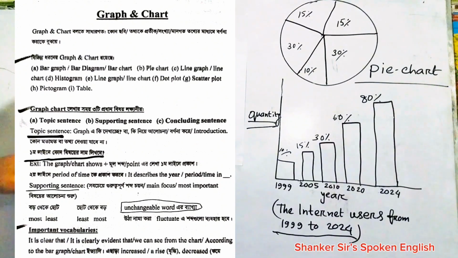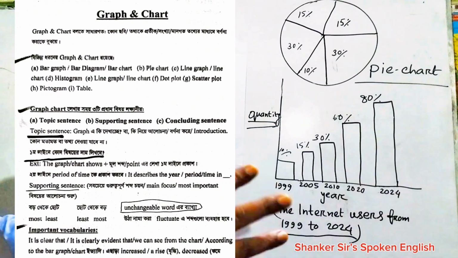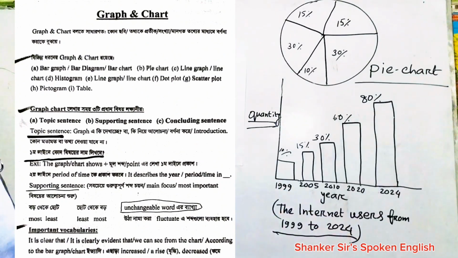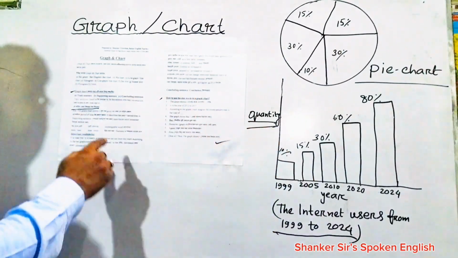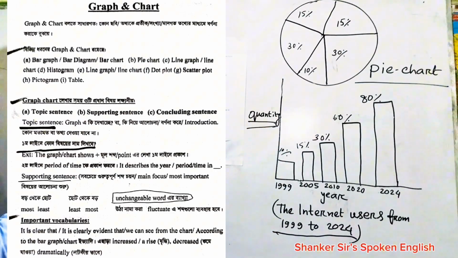In the first line, write the name of the subject. What will we write first? We will read the passage first, and read the question. We have to read the question, and within the first line of the question, the graph shows that blah blah blah. Many things have been written. You have to take the first line of the graph or chart from the question paper.